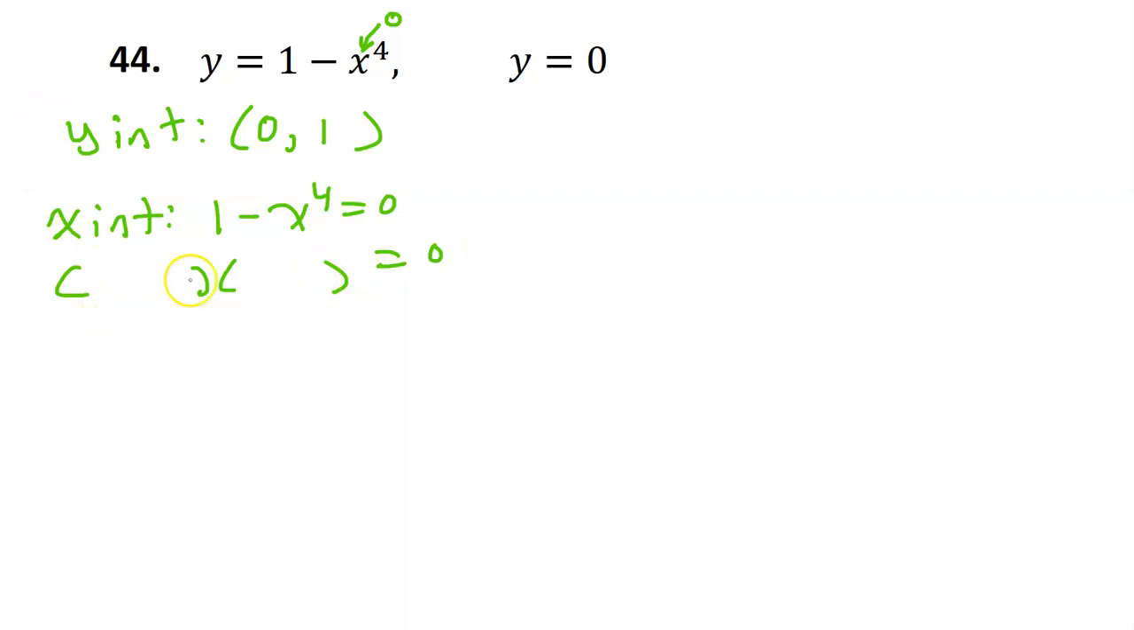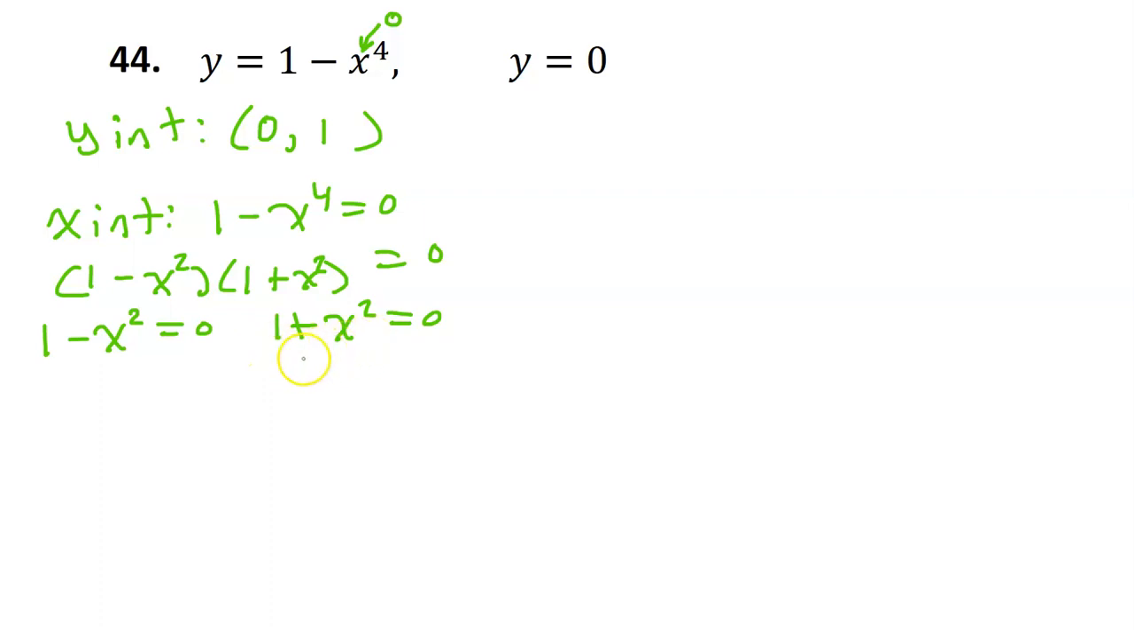But this is the difference of two squares. So if we factor this, we're going to get 1 minus x squared times 1 plus x squared. Using the zero product property, we will set each of these equal to 0. So 1 minus x squared equals 0, and then 1 plus x squared equals 0.